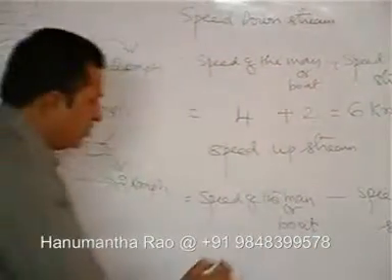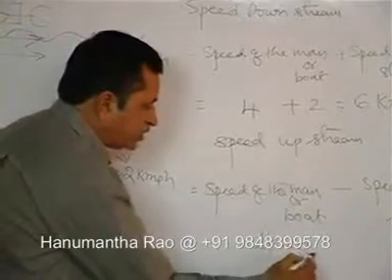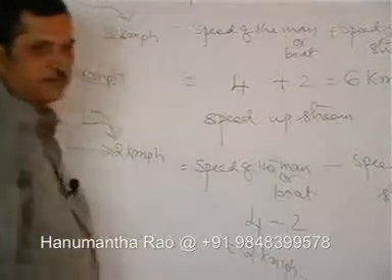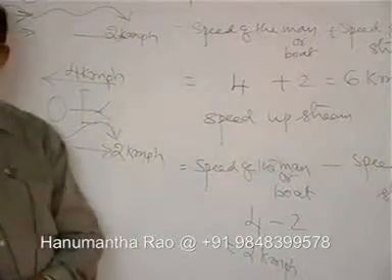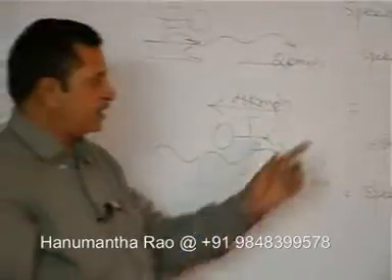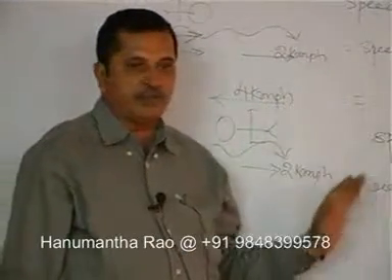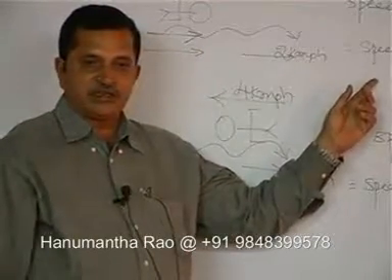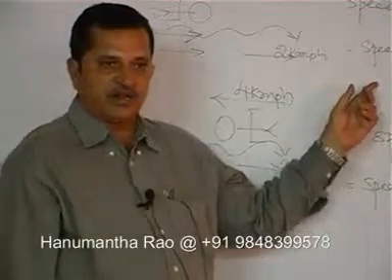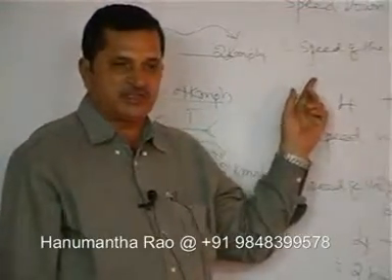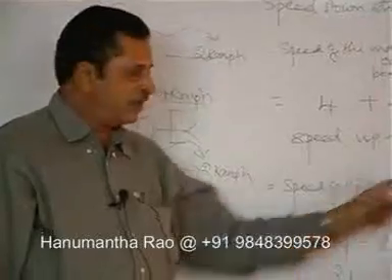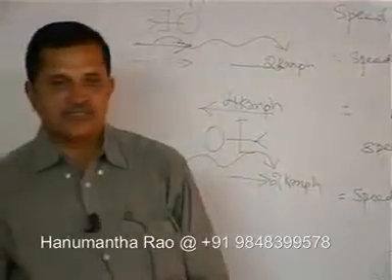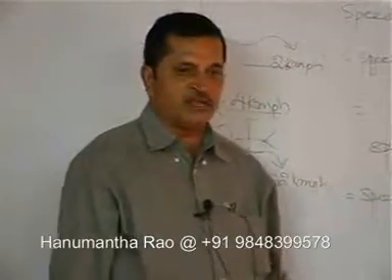That is 4 minus 2, that is 2 kilometers per hour. And remember one point always, that the speed of the man or speed of the boat should be taken first. Here in plus, in addition, you can take either way. You won't get any difference in the answers. But in minus, if you reverse this, the values may differ. So, first speed of the man or boat has to be considered.